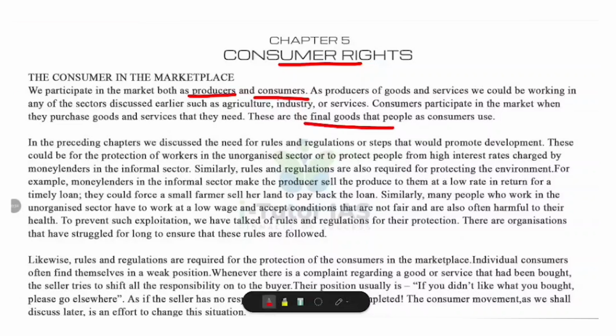These are called final goods because they are directly used by the consumer, not for further production. For example, suppose Ramesh grows vegetables in his field. Here he is a producer. When you or I buy those vegetables from the market and cook them at home, we are consumers.